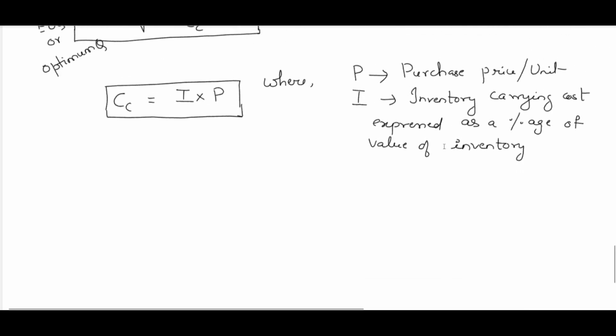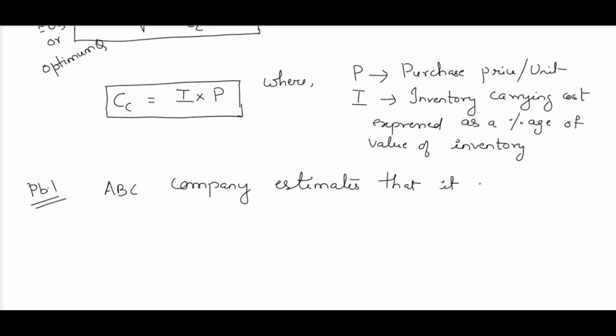So this is the idea, and now I will work out one problem. Suppose the problem is dealing with this. This is the question. ABC company estimates that it will sell 12,000 units of its products for the forthcoming year.